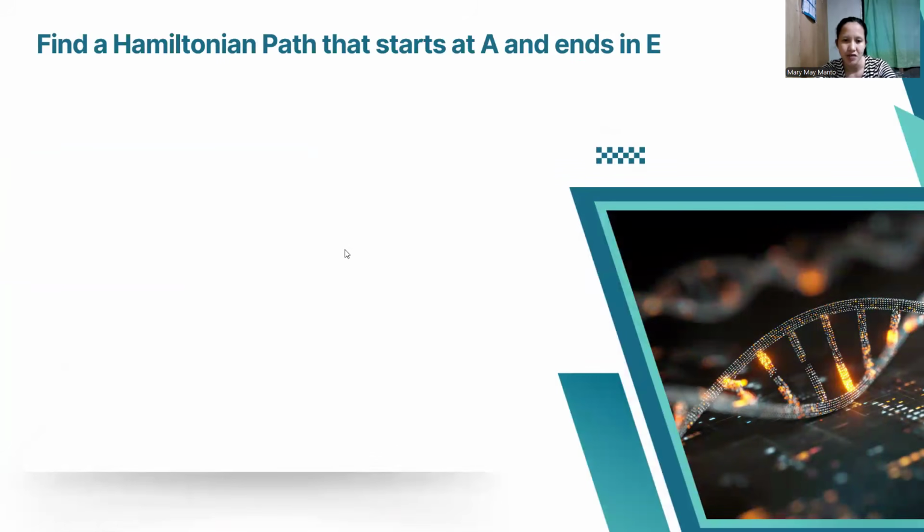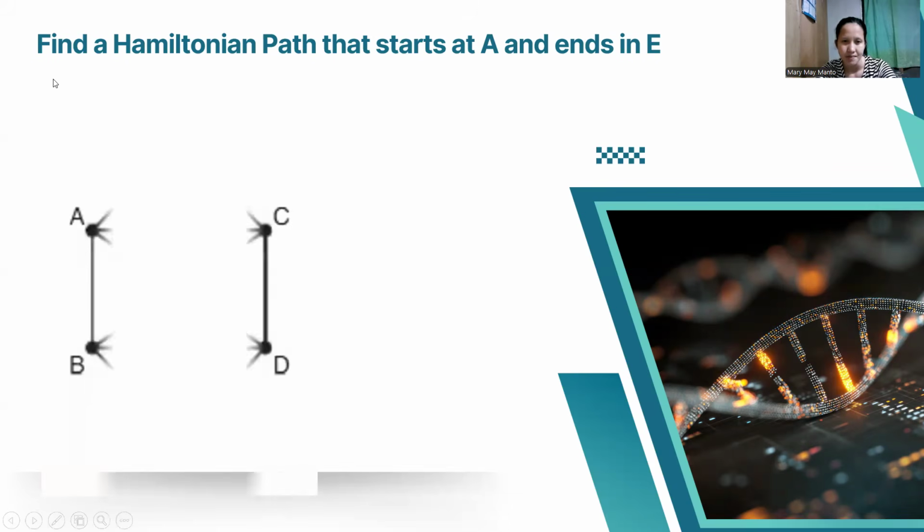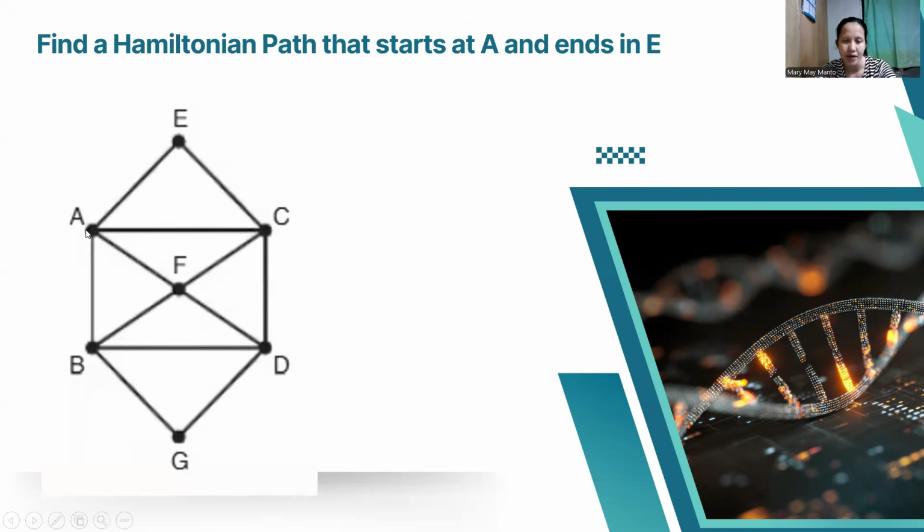Let's try this activity. Find the Hamiltonian path that starts at A and ends at E. Okay, it starts at A, and ends at E. Let's try. You can actually have many Hamiltonian paths. You can pause the video and try it yourself. But let's try. A to C, and then to D, to G, to B, to E. Oh, it's not possible. You go back to E. That's wrong. You should visit it only once.